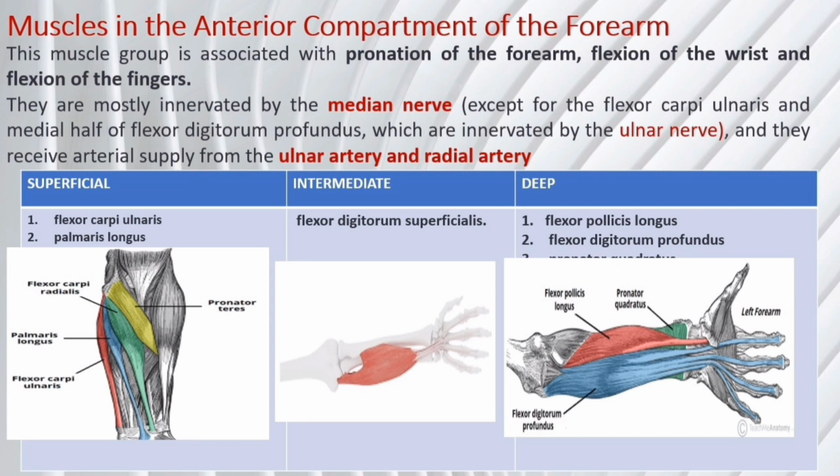Flexor carpi radialis. Attachments. Originates from the medial epicondyle, attaches to the base of metacarpals 2 and 3. Actions. Flexion and abduction at the wrist. Innervation. Median nerve.